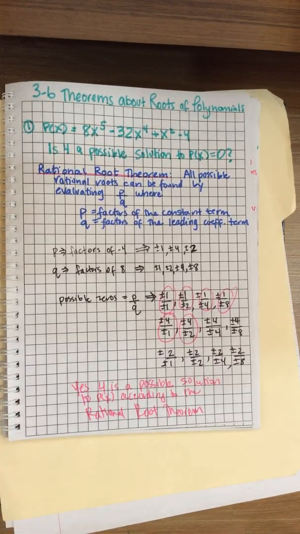It's a possible solution, because these are the list of possible solutions. You actually have to test them to see if it is a solution. But we don't have to do that here. We'll do that on the next one. All right.